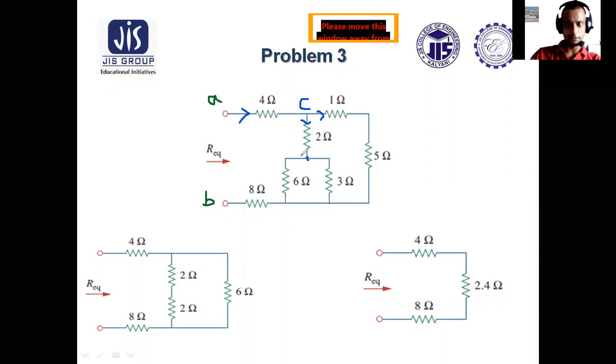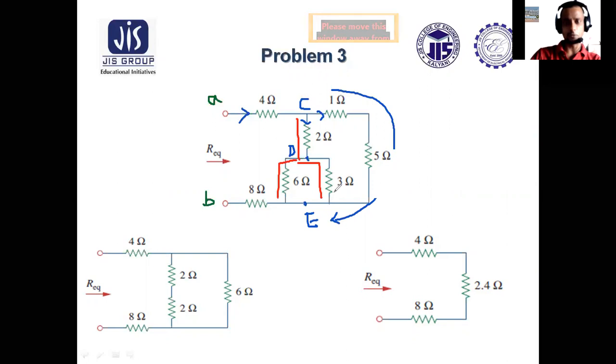Suppose this is D point. And say this is E point. So from C to D, there is one path. From C to E you can reach through this path, or through this, and then these two paths. So to reach E from C, there are two different paths. One is direct through 1 and 5 ohm combination. Another is via D and through 6 and 3 ohm.